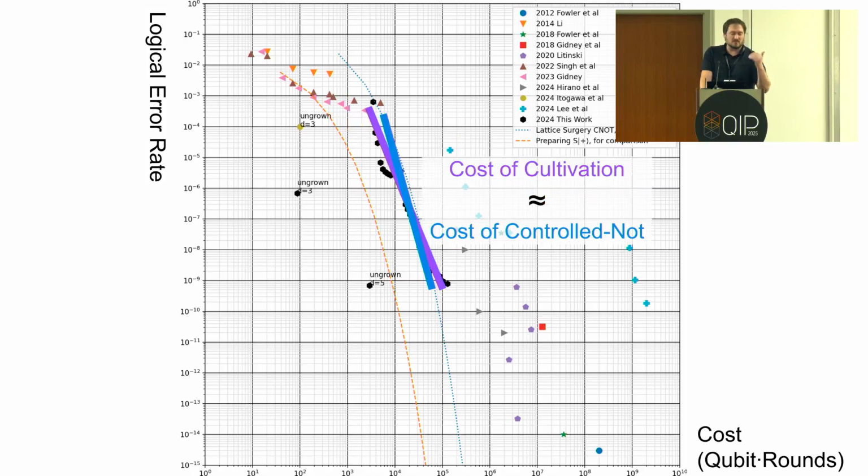And the title of the paper was that the cost of cultivation is roughly equal to the cost of a controlled NOT. The controlled NOT is this dashed blue line. And you can see this is very much a regime-specific statement, but they are roughly the same over this range.